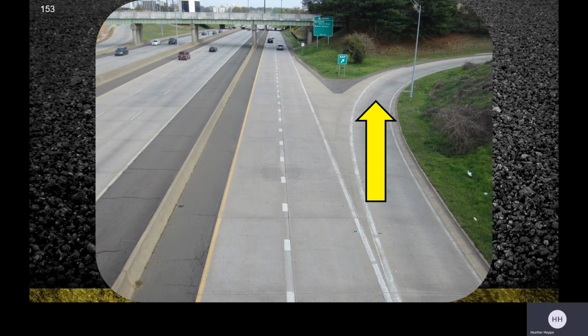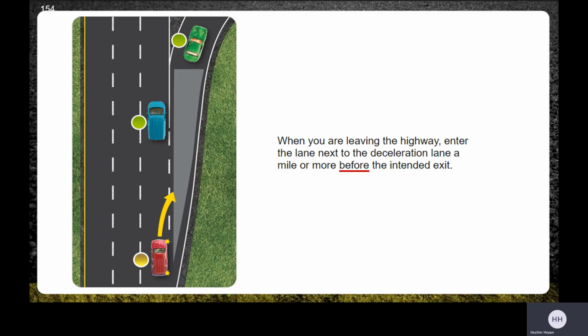This is an exit ramp or a deceleration lane, working on us getting off the ramp here. When you are leaving the highway, enter the lane next to the deceleration lane a mile or more before the intended exit. So what they're saying here is we don't want to wait by staying in this lane and then realize, oh goodness, we need to get off here. We want to change lanes about a mile before and prepare.